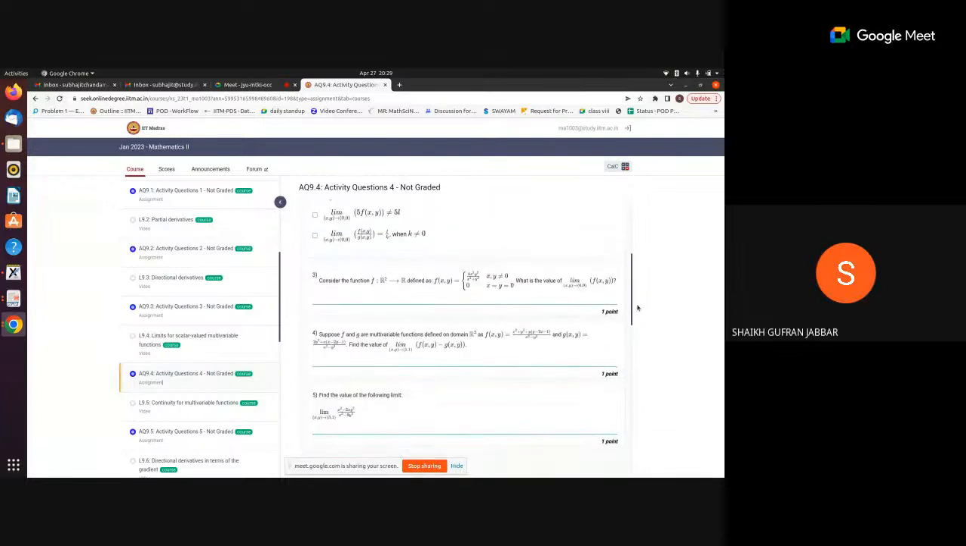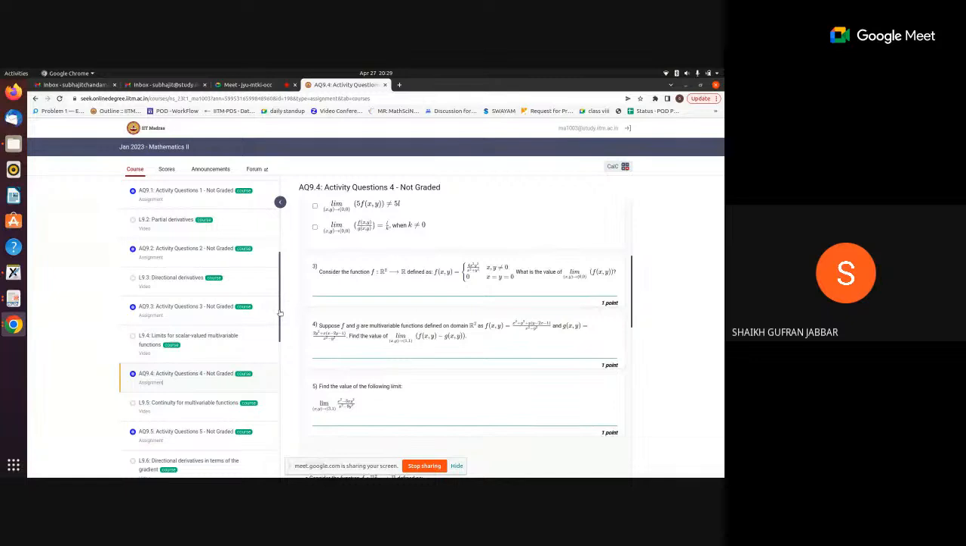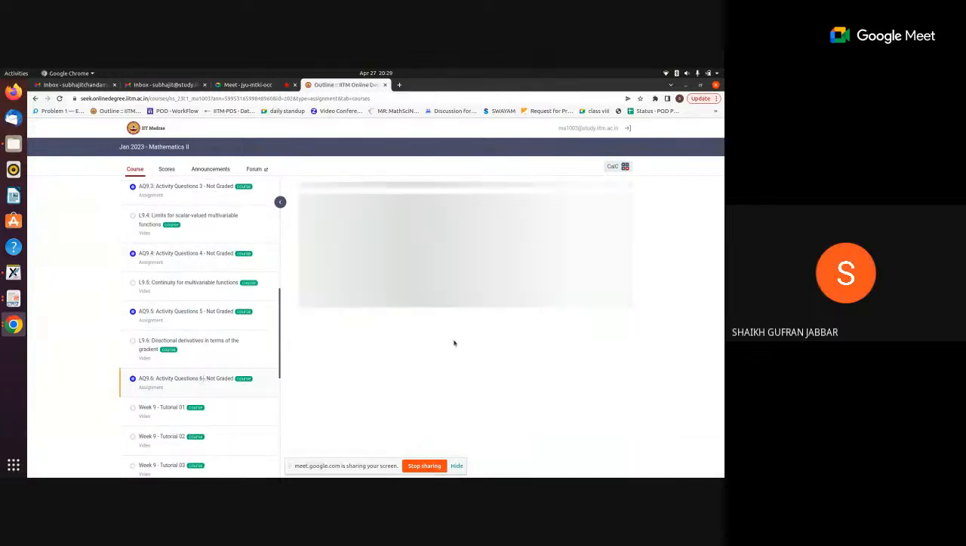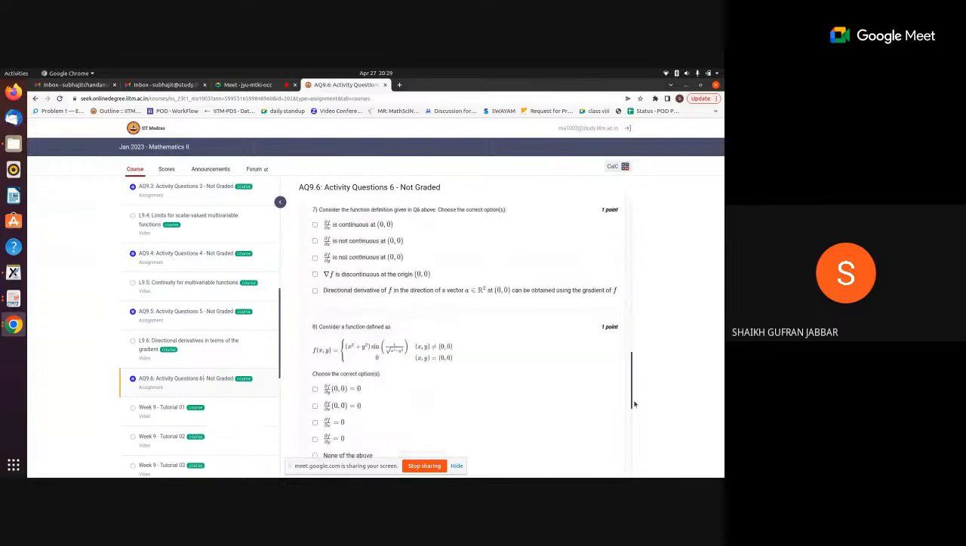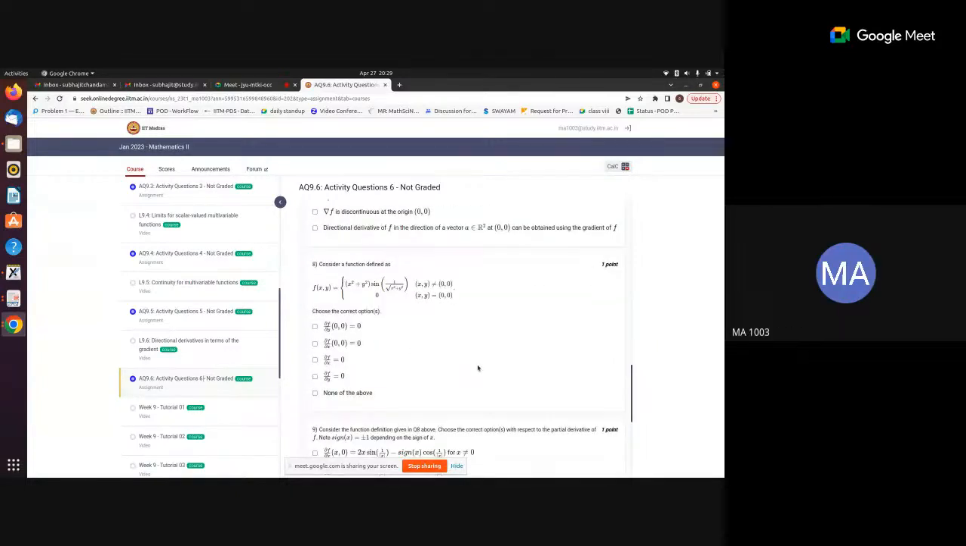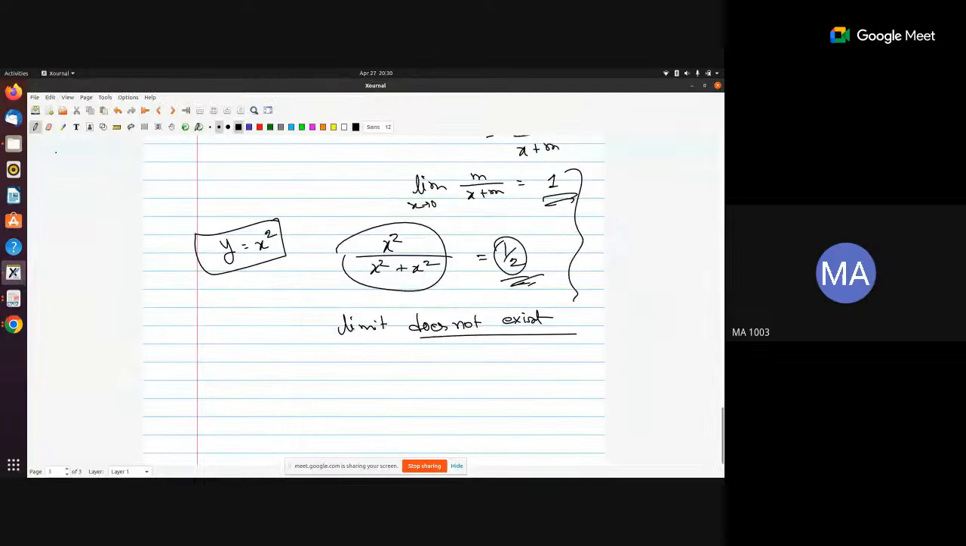Activity 9.6, question number 9. This should be the directional derivative. Actually, this is the directional derivative. I can anyway ask this. If I have this function, all of you can see it on my screen. Question number 8, yes. So at the origin, does the limit exist? This is the question. Let me write down the question. Thanks for pointing this out.